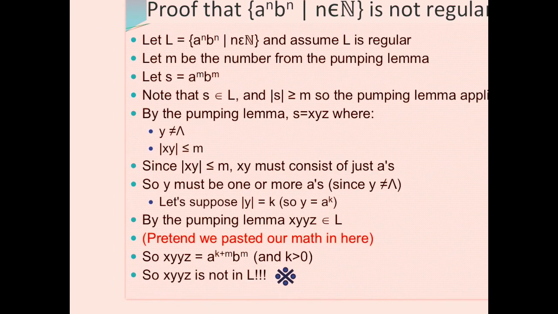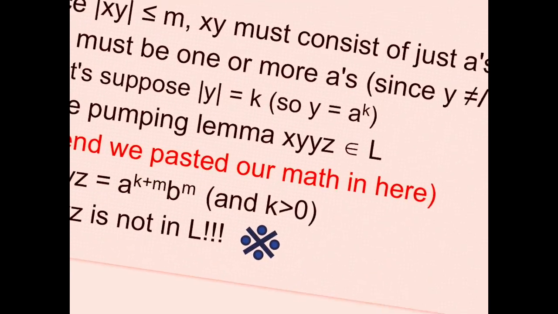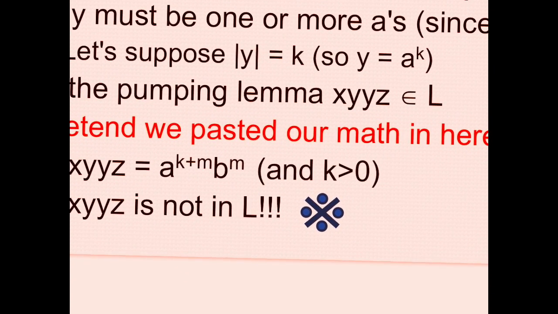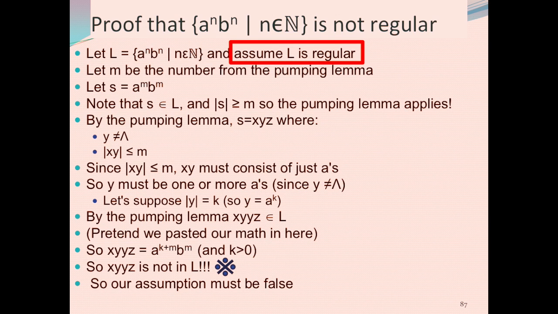So notice I drew the nice contradiction symbol. So our assumption must be false. What was our assumption? We assumed L was regular. We were wrong. Thus, L isn't regular, QED. We're done.